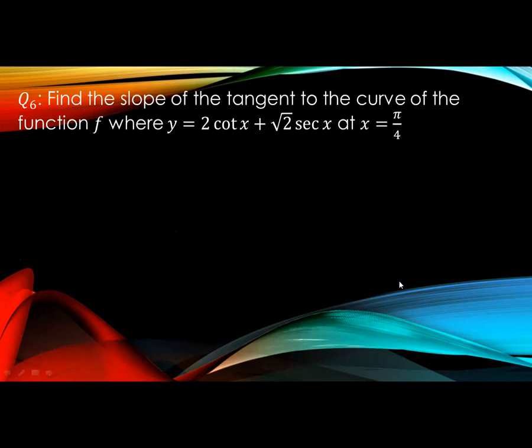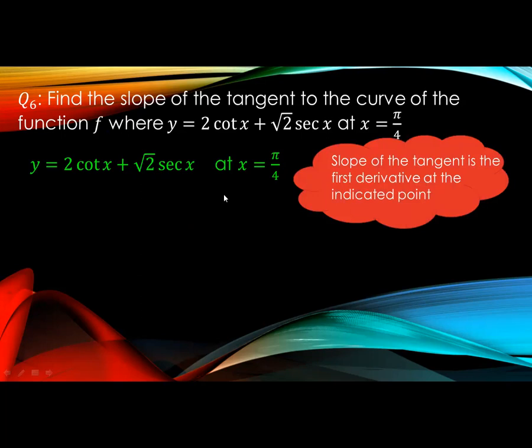Exercise number 6, find the slope of the tangent to the curve of the function f where f of x equals 2 cotan x plus root 2 sec x at x equals pi over 4. The given function has the rule y equals 2 cotan x plus root 2 sec x, and you have to find the first derivative. We label it by y dash, and it is equal to: the derivative of cotan is negative cosec square, so negative 2 cosec square x, plus the derivative of sec, which is sec x tan x, multiplied by root 2.